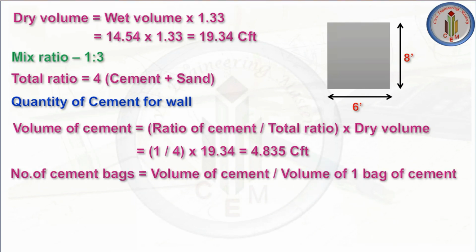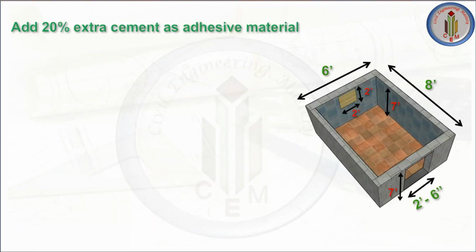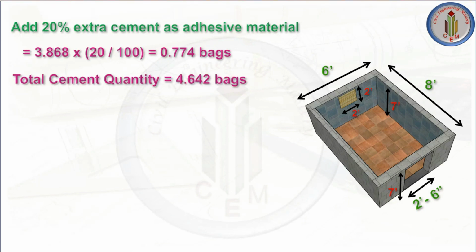Number of bags is equal to volume of cement by volume of 1 bag of cement. Volume of 1 bag of cement is equal to 1.25 CFT. So number of bags is equal to volume of cement divided by 1.25. So we get 3.868 bags. Here again we need to add 20% extra cement as adhesive material. So we get 0.774. So total cement quantity is 3.868 plus 0.774. We get 4.642 bags.